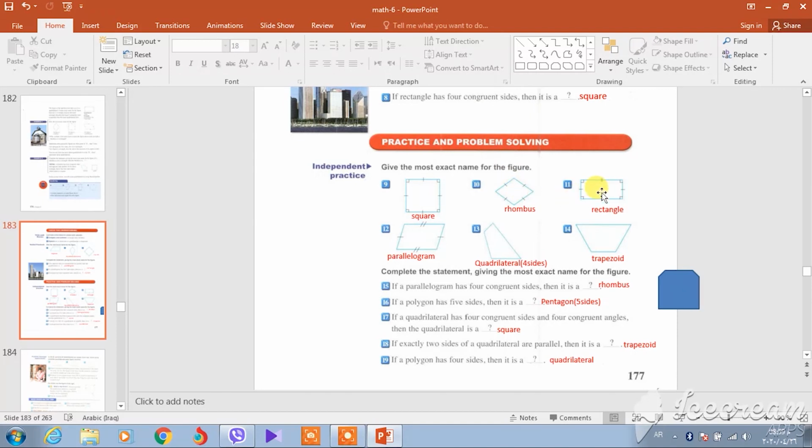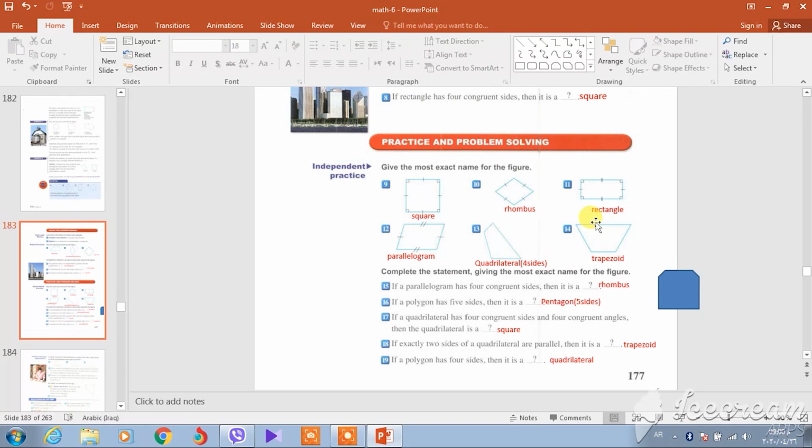If we look at practice 11, we have a rectangle because two pairs are parallel and we have four congruent sides and congruent angles, student. In question 12, we have a parallelogram because two pairs are parallel, but we don't have right angles. So this type is a parallelogram. In question 13, we have just a quadrilateral because the sides are not equal, the angles are not congruent, and the sides are not parallel. So this type is just a quadrilateral.